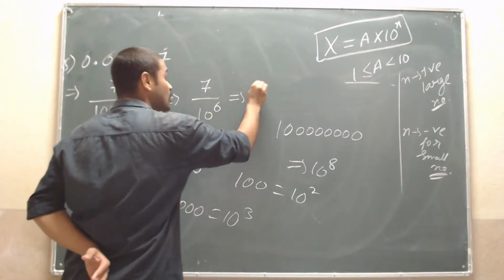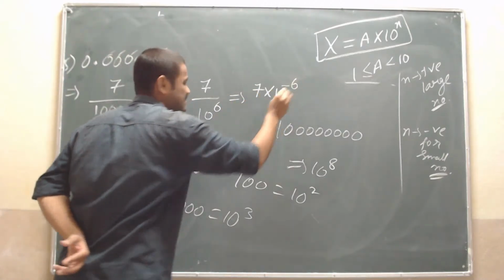So next step, what we have to do? 10 into 10 to the power of minus 6.